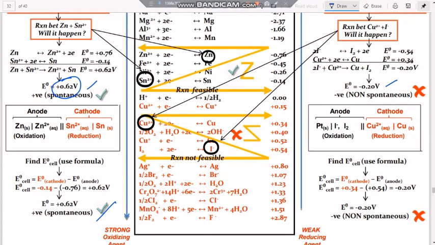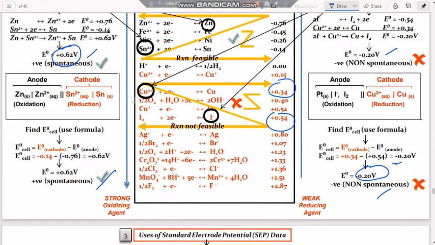While that of iodine, if you take iodine, we have this value is plus 0.54 and that of copper is plus 0.34. Once the E naught cell value is calculated using ERHS minus ELHS, you get E naught value is minus 0.20 volts, which indicates it is non-spontaneous.